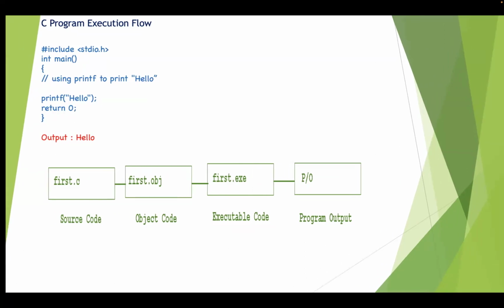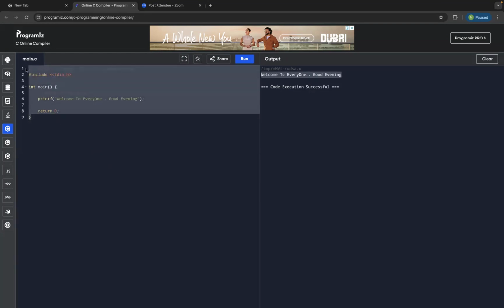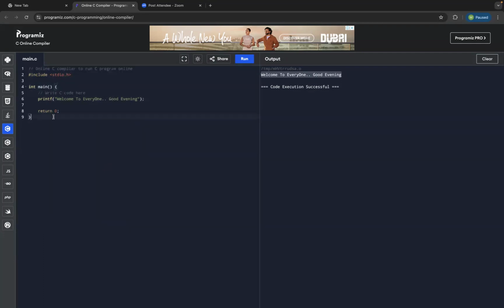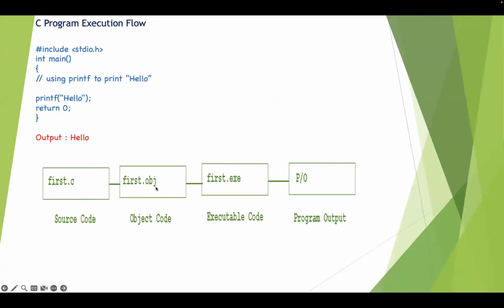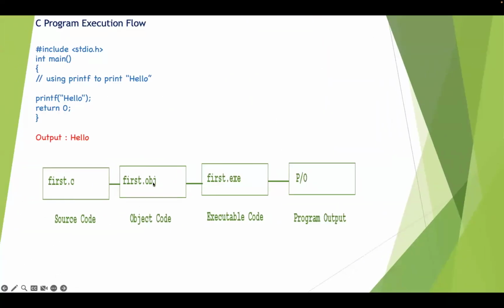Now again, I'll move back. When I click on run, what happens internally is that the C compiler comes into the picture and compiles this program. What is the job of a compiler? It takes the source code, in a sense your file or program which you have written or developed, and converts it into machine language. Before going to machine language, it converts to object code. We can call it object code.